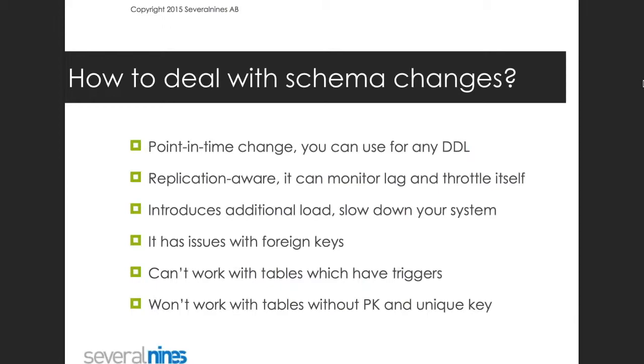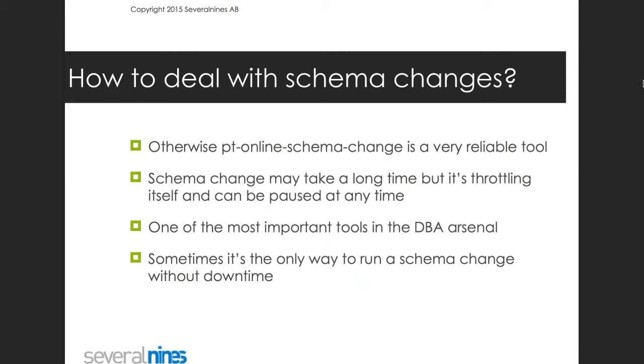And of course, the last limitation here that we can think of is that it doesn't work with tables which don't have a primary key or unique key. It is because it uses those indexes to locate the boundaries of the chunks of the data that is being copied using those low priority inserts. And otherwise, except for those limitations, the PTLI schema change is a really reliable tool.